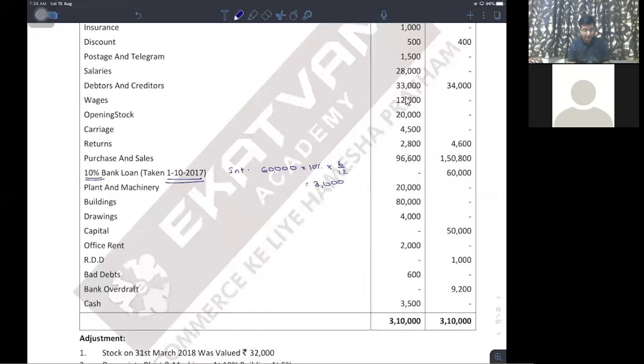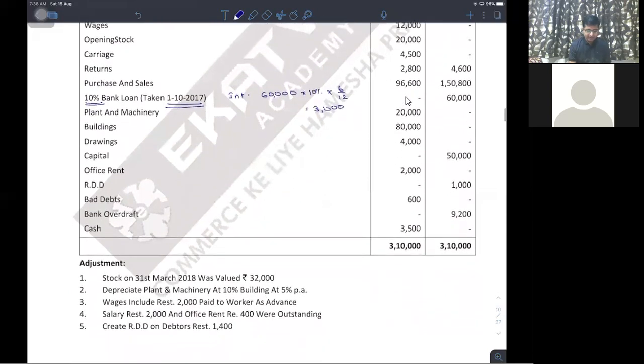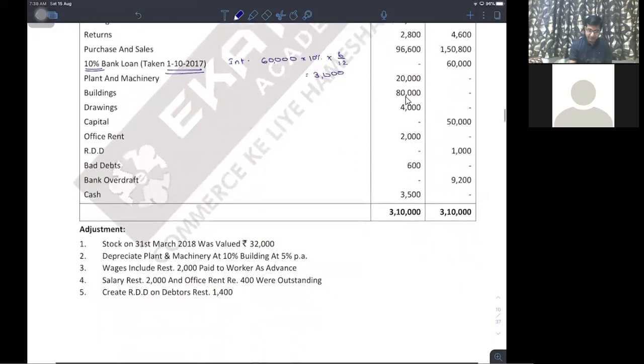Plant and machinery, building, drawings, capital, office rent, RDD, bad debts and bank overdraft. Now you have been given the opening RDD as well as there is the RDD to be maintained to the extent of 1,400. Understand what do you do in this case? You take new provision, that is new RDD.